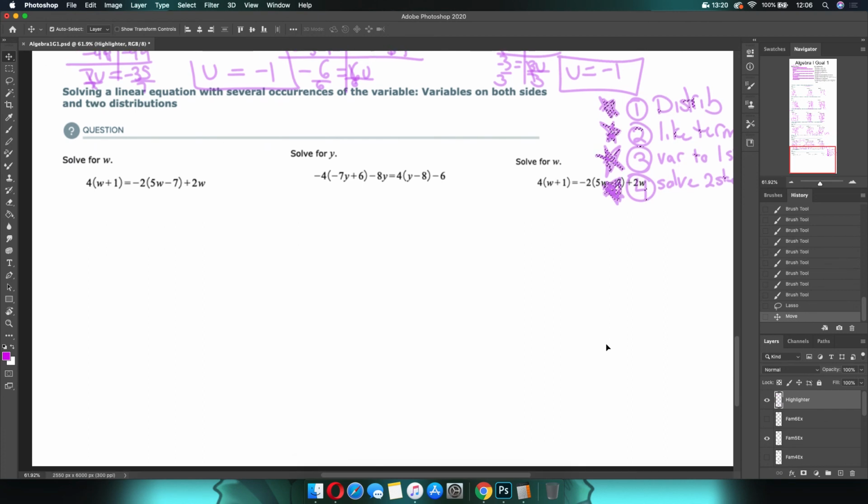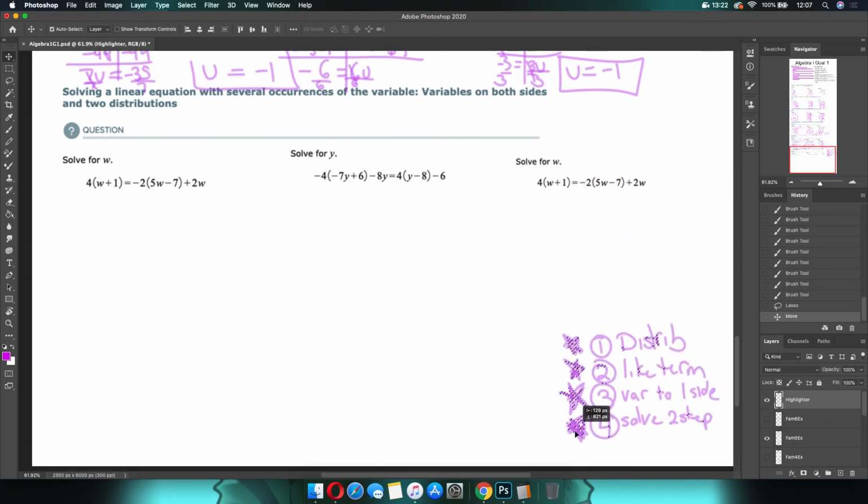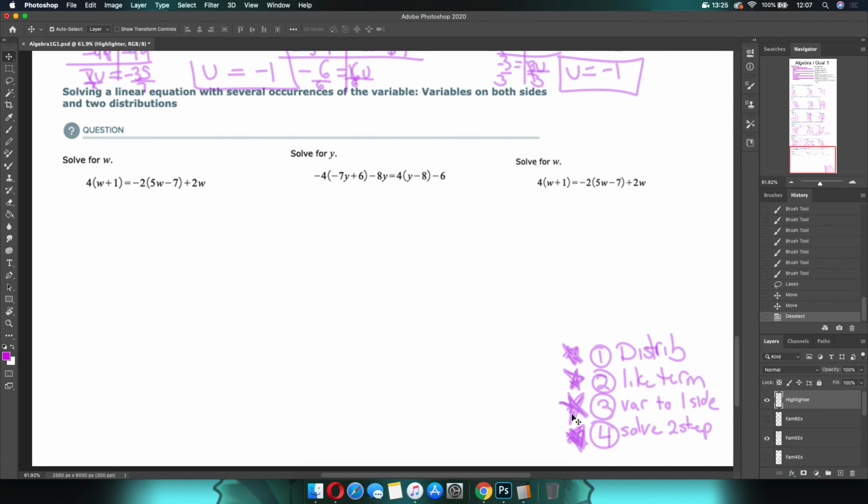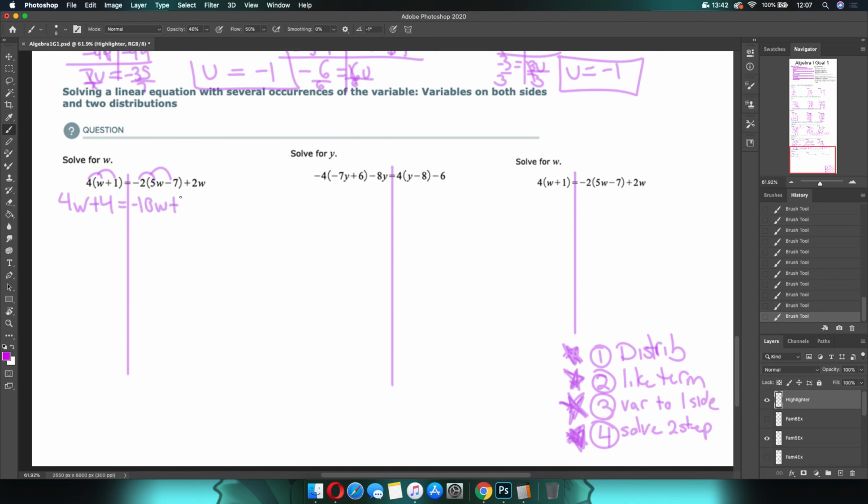Let's see here. Our last topic of the day. Now we're going to use all of this in rapid fire succession, the pièce de résistance. So, step 1, distribution. Distribute, distribute, distribute, distribute. 4 times W is 4W. Oops, I forgot my thing. Silly Ms. Dubois, coming unprepared. Plus 4 equals negative 10W plus 14 plus 2W. Okay, distribution is done. Are there like terms? Yes, there is. Okay, so 4W plus 4 equals negative 8W plus 14.